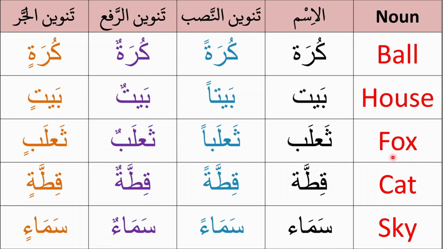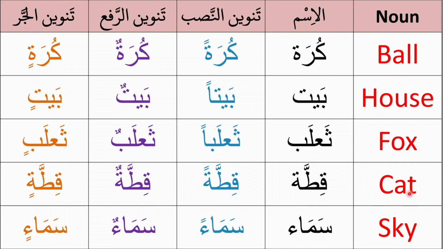Next, fox, which means ثعلب. If I want to add tanween al-nasb, again, I notice the last letter is ba, so here I need the assistant. I will put alif, then tanween al-nasb. ثعلباً. Tanween al-rafa' ثعلبٌ. Tanween al-jar ثعلبٍ.